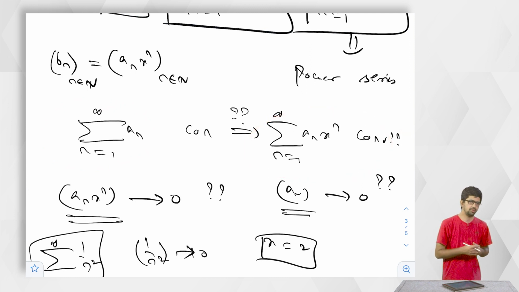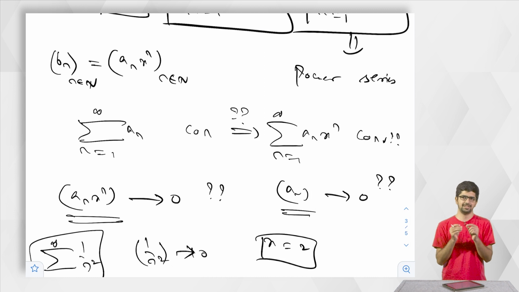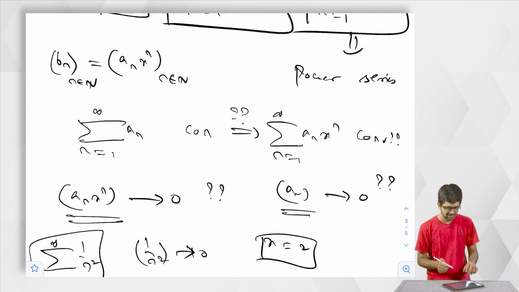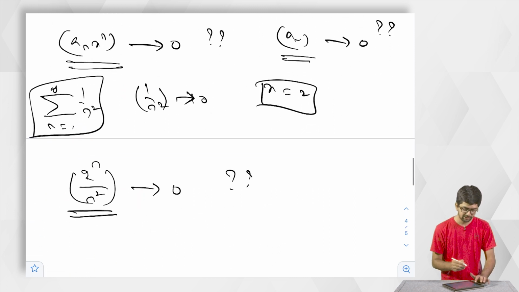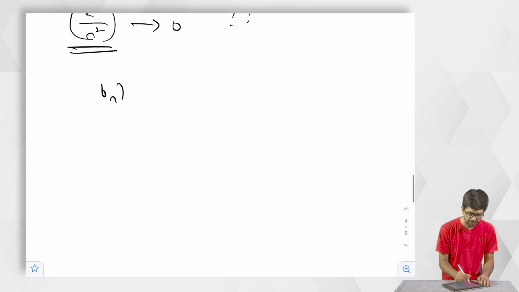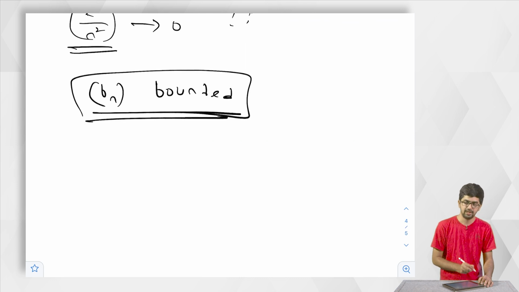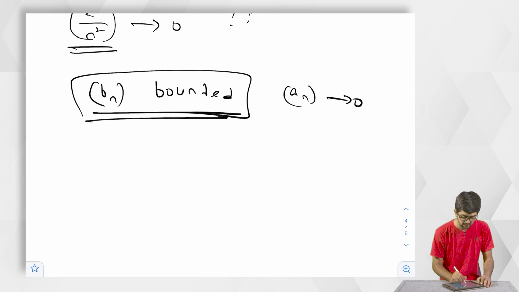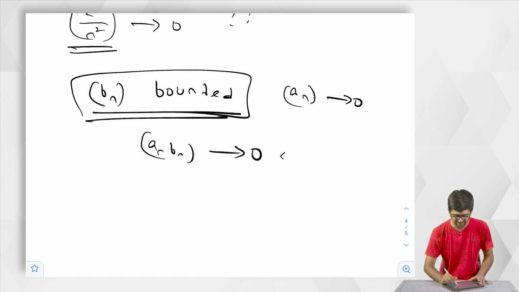So the first thing to do is the following. Let us first look at some result that says it is at least going to 0. What is the result? Suppose I have a sequence Bn and it is bounded. Then if An is going to 0, then An Bn will go to 0. How do I know that? Exercise.